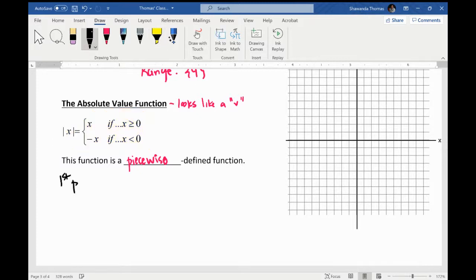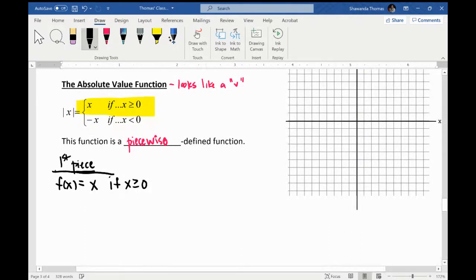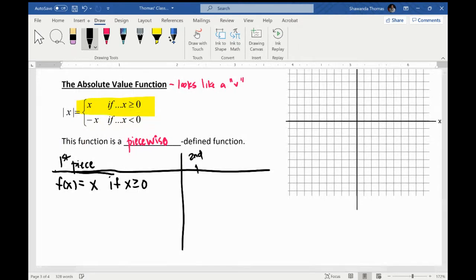The first piece, let's write it out. The first piece is f of x equals x if x is greater than or equal to 0. That's the first piece. And then later on, we're going to talk about the second piece, but not right now. We're going to do this part.